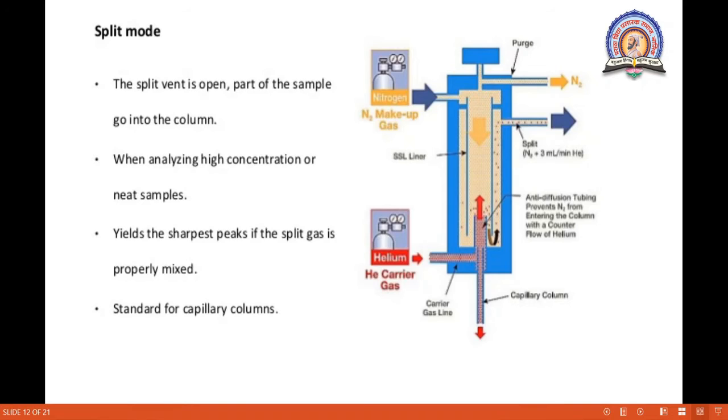Okay, then these split injectors are used to avoid overloading of the column. Because the split vent is open, it avoids overloading of the column. Then it yields the sharpest peak if the split gas is properly mixed. This split vent introduces N2 gas, so it is properly mixed into the sample and we get the sharpest peak. Okay, this is standard for the capillary column.